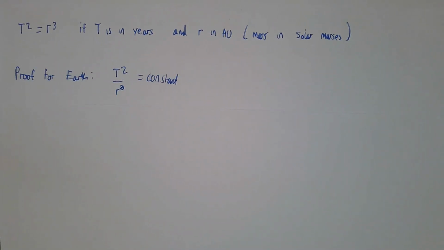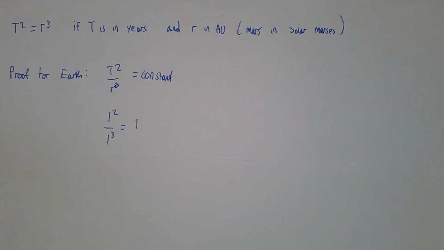Now I'll just show you by way of an example a proof for the Earth. T squared over r cubed is a constant, as we've known up until this point. But if you put the numbers in for the Earth in terms of years and in terms of astronomical units, you get 1 squared over 1 cubed, which is indeed 1. So the constant is 1 in this situation. Let's just try and answer the problem now using this.